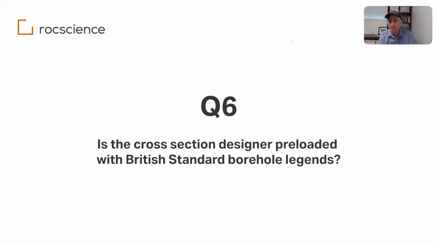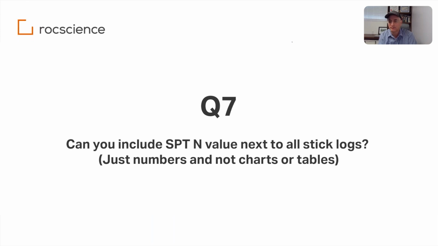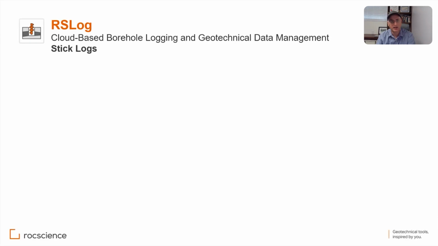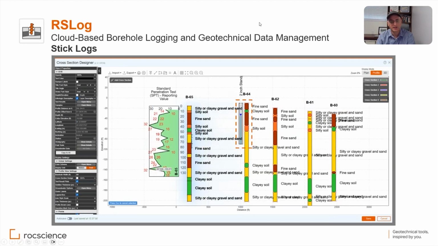Okay, the next question is, can you include SPT N value next to all stick logs, just numbers and not charts or tables? Yes. And I believe we showed that in one of the slides. SPT, or essentially any test data, could be shown either as a graph or as a table. I think I have it, yeah, stick log. So in this example, you see that SPT is shown as a graph.